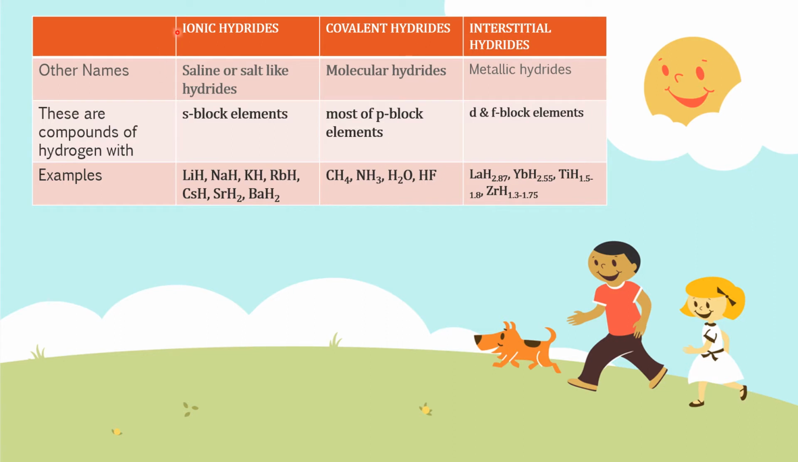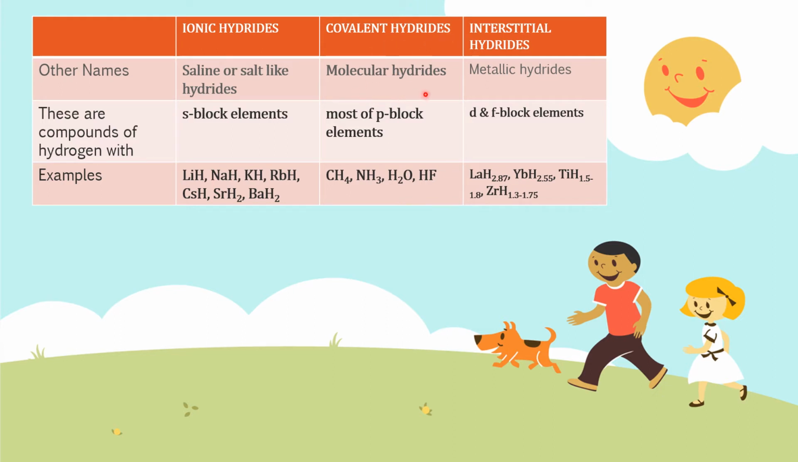Okay, so the other name for ionic hydride is going to be saline or salt-like hydrides. These are compounds of hydrogen with the s block elements. For example, lithium hydride, sodium hydride, potassium, rubidium hydride, cesium hydride, strontium hydride, barium hydride, and all these hydrides are ionic compounds, but please do remember that lithium hydride, beryllium hydride, and magnesium hydride will be having a significant covalent character.